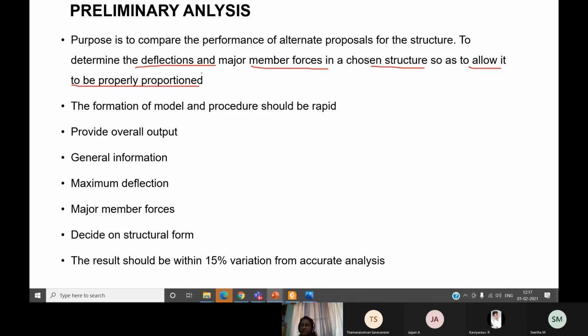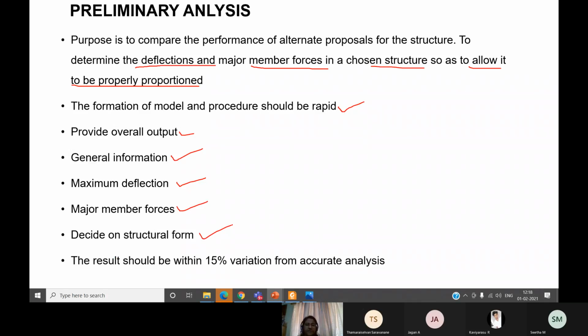So the preliminary analysis is a simple method. The formation of the model and procedure should be rapid. You cannot take much time to model the building. A simple modeling can be done, and a simple procedure can be adopted. What will be the output? It will give an overall output. It will not give you an accurate result. It will not give all the member forces. It gives only general information. It gives the maximum deflection, it gives the major member forces, and it decides the structural form.